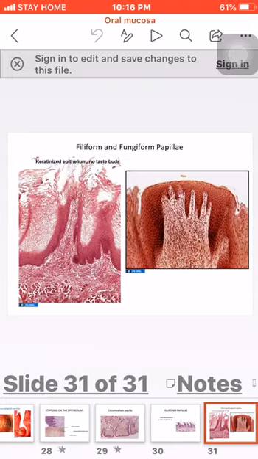Another figure shows the filiform, and in between them the fungiform papillae, which represent the presence of a few taste buds in between.